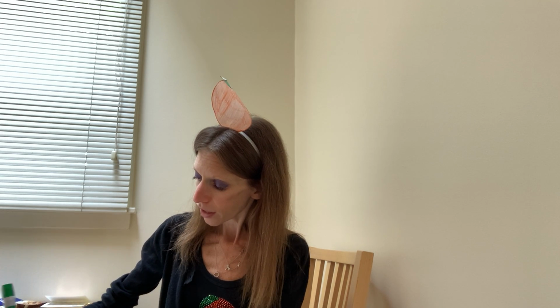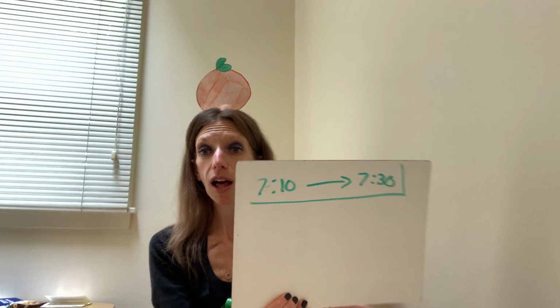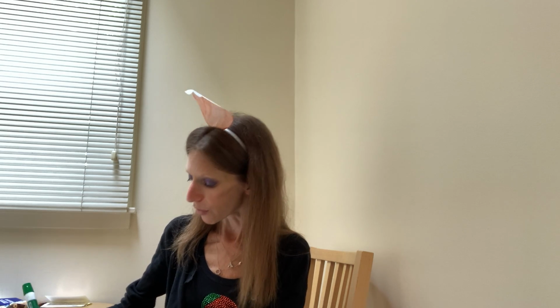So let's say it's 7:10. We want to get to 7:30. So again, make your number line, count by fives. If you have a clock, use a clock. So 7:10, we're going to count by 5. Plus 5 would be 7:15. Plus 5 would be 7:20. Plus 5 would be 7:25. Plus 5, we got to our magic time, 7:30.